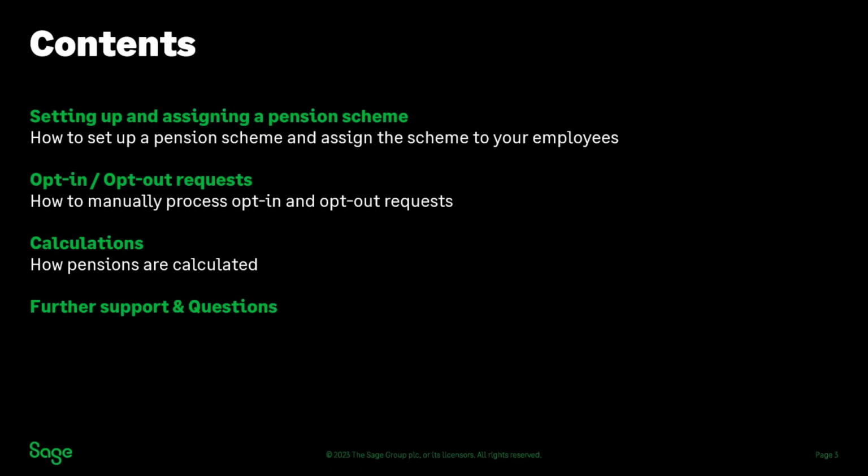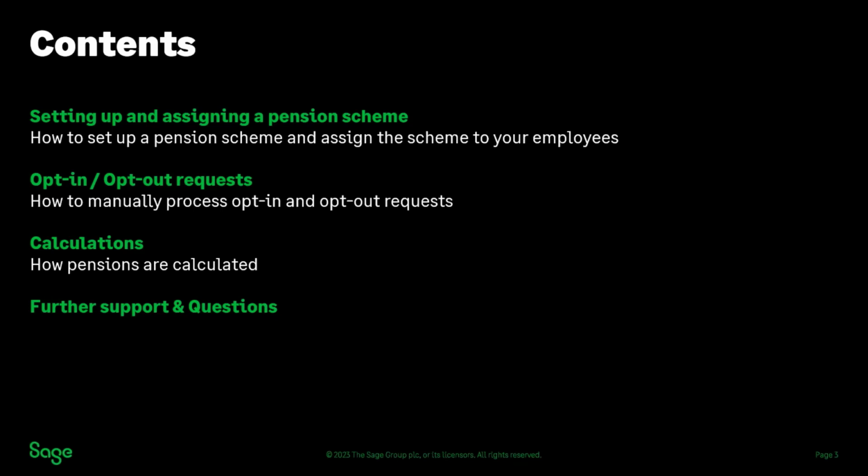Let's now take a look at what we'll cover in the webinar. So we're going to begin with showing you how to set up and assign a pension scheme in Sage 50 Payroll. So we're going to take a good look at the pension scheme settings. We're going to look at how to configure your pay elements to be included in pension calculations. And then we're going to show you how to assign that scheme to your employees manually if you're not using our pensions module.